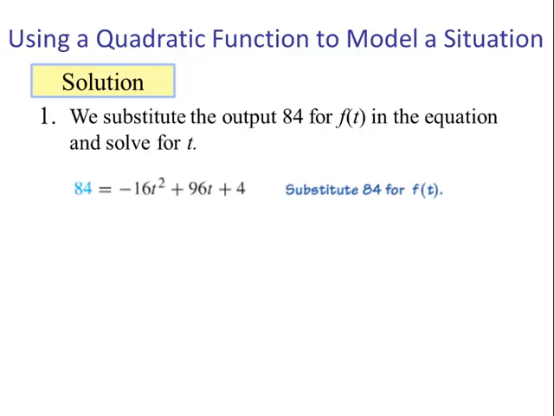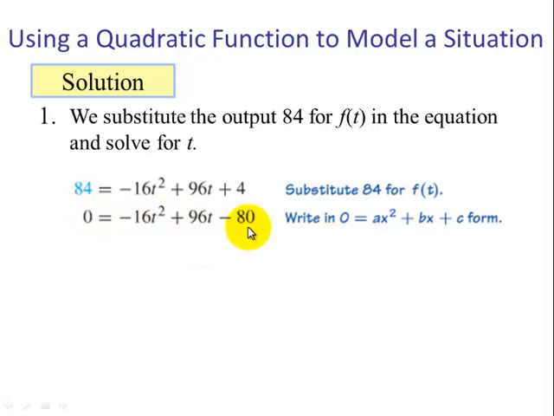So we have 84 equals negative 16t squared plus 96t plus 4. The next step is to subtract 84 from both sides of the equation. This will give us 0 on the left hand side of the equal sign, and we have this trinomial on the right hand side. Our next step is to make sure that there's no greatest common factors.